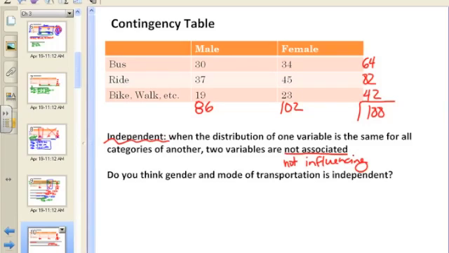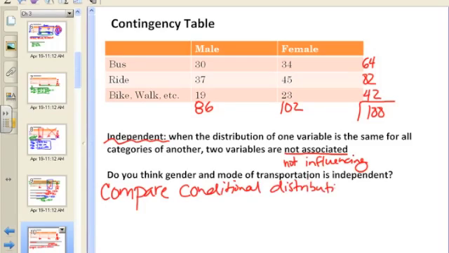So what we're going to do here is we're going to compare the conditional distributions. In order to find out if gender and mode of transportation are independent variables, we're going to compare their conditional distribution. We did the conditional distribution for males back a couple slides ago, so I'm just going to fill those in. When we focus just on males, we found these percentages. 34.9% rode the bus, ride, walk, etc.